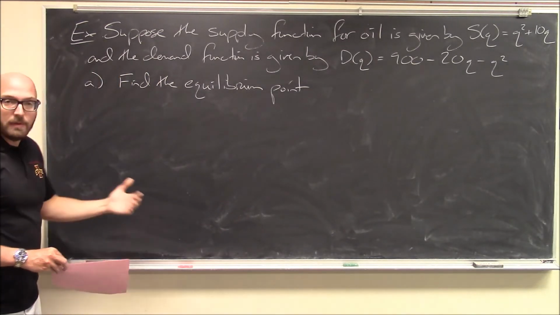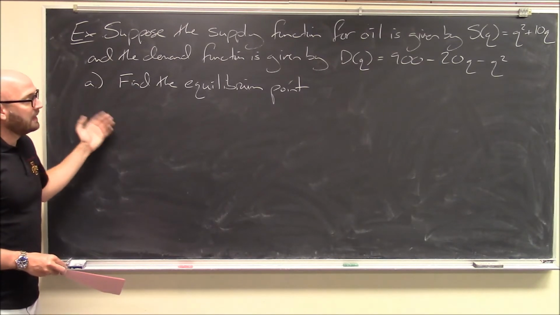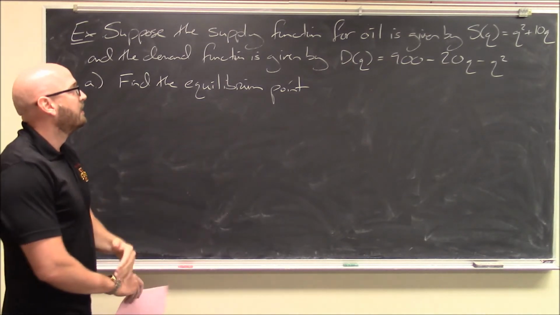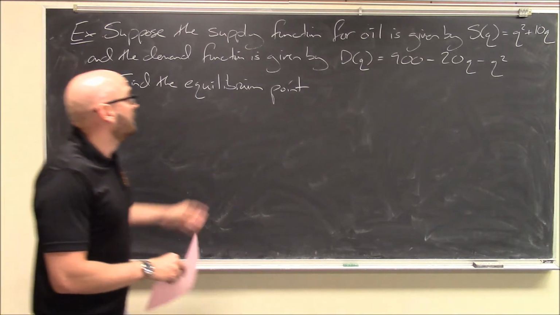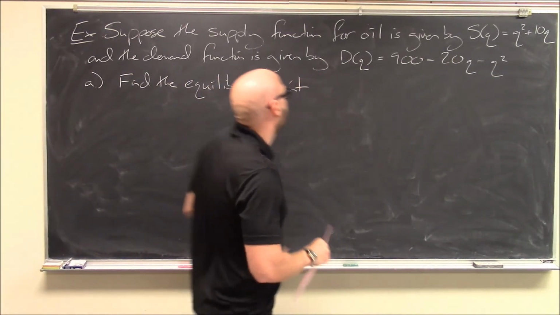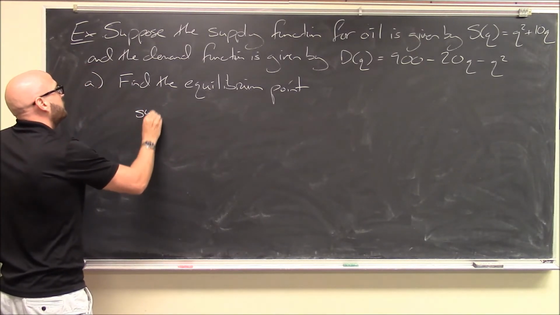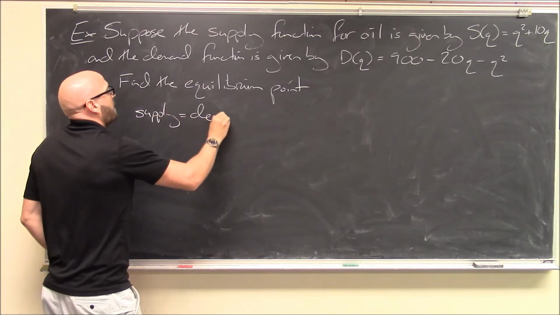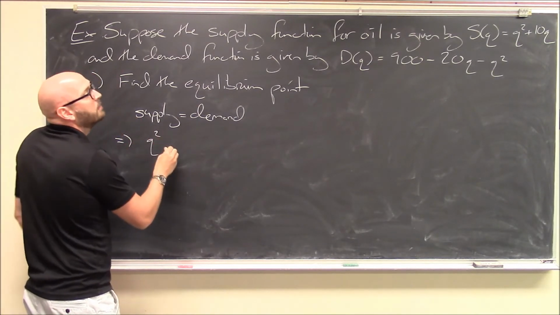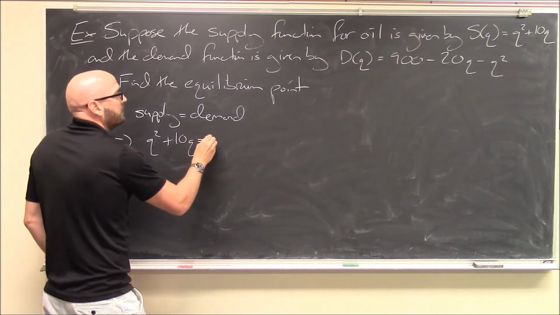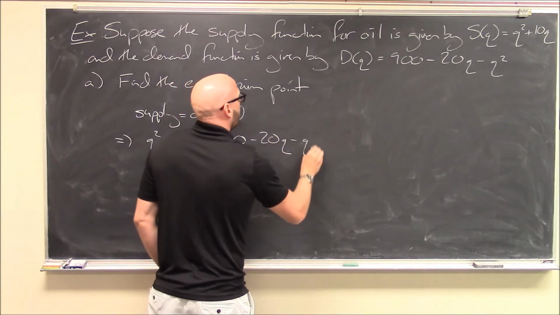And the first question, we're going to find both consumer and producer surplus. But the first question is find the equilibrium point, because we're going to have to know that. Sometimes they give it to you, here we're going to have to find it. So find the equilibrium point. What is the equilibrium point? The equilibrium point is the point where supply equals demand. So I don't even have to graph this. This is going to be when supply equals demand. So that's going to be when Q squared plus 10Q equals 900 minus 20Q minus Q squared.